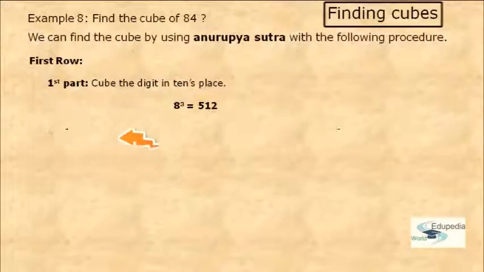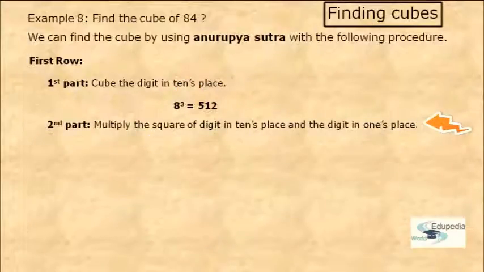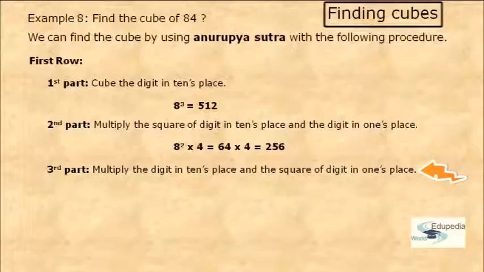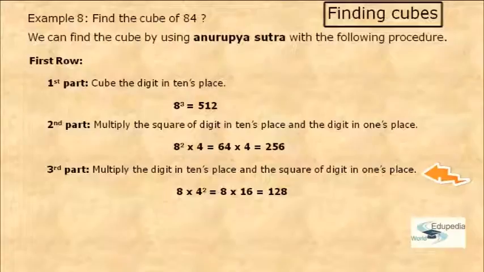Now moving to the second part, here we have to multiply the square of the digit in tens place with the digit in ones place. So here in the number 84, the digit in tens place is 8 and the digit in ones place is 4. Now by squaring 8, that is 8 square into 4, we will get 64 into 4, which is equal to 256. Now moving to the third part, here we have to multiply the digit in tens place with the square of the digit in ones place. So here 8 into 4 square is equal to 8 into 16, which is equal to 128.